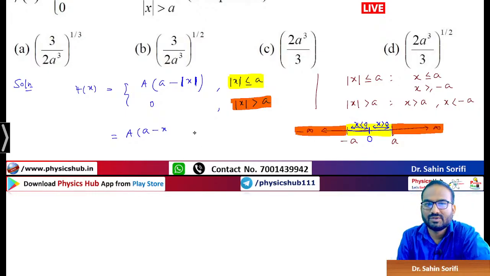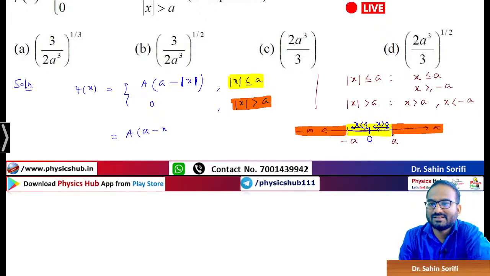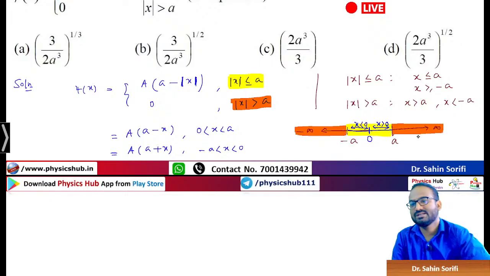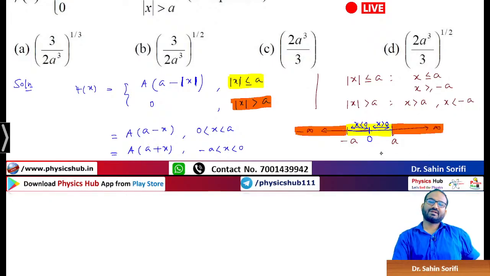So if you consider x greater than 0, when 0 to a, this becomes a into a minus x. And if you consider minus a to 0, this is a into a plus x. In the other region it is vanishing. So this condition is the main complication here in this problem. Is it clear now?